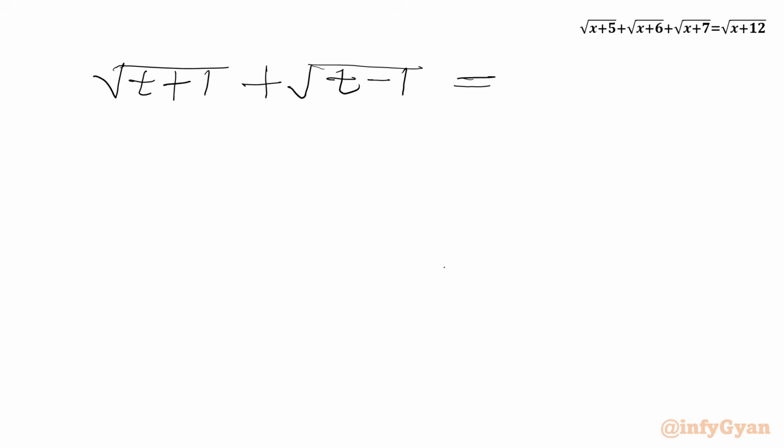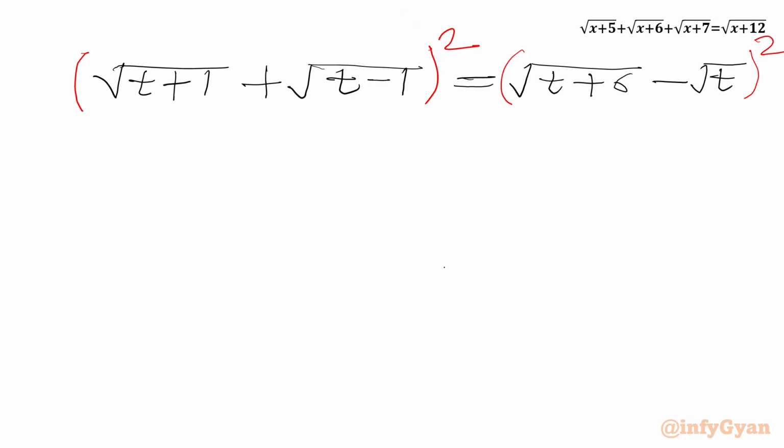Let's write √(t+1) plus √(t-1). In the RHS we will write √(t+6) minus √t. Now we have square roots on both sides. We will take squaring on both sides. Now we have to use the (a+b) whole square formula and the (a-b) whole square formula.